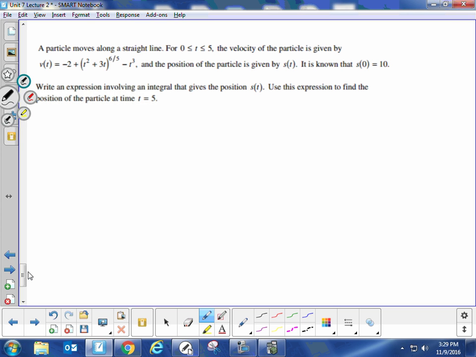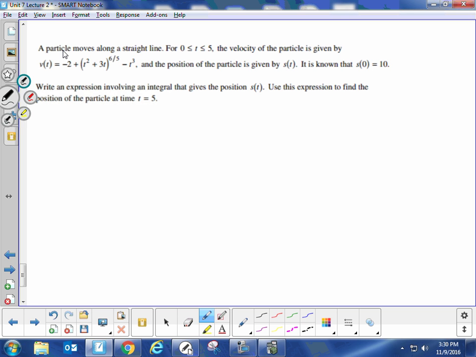So we're told the velocity is -2 plus t squared plus 3t to the 6/5 minus t cubed. Known that s of 0 is 10. Write an expression involving an integral that gives the position. Use this expression to find the position of the particle at time 5. This is from an AP free response question. If you know this application of the fundamental theorem of calculus, you won't attempt to find this antiderivative. I don't want you to do that. Instead, you just write f of b equals f of a plus the integral from a to b under f prime, but using v and s.